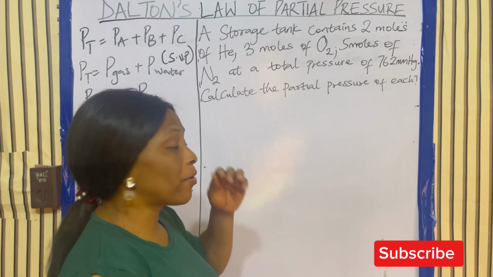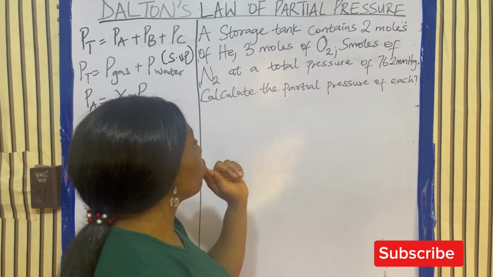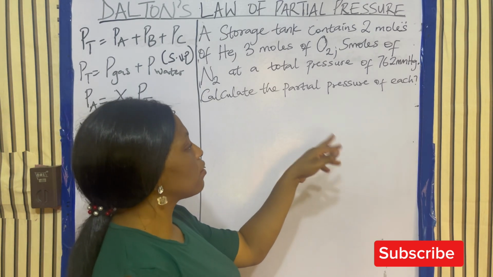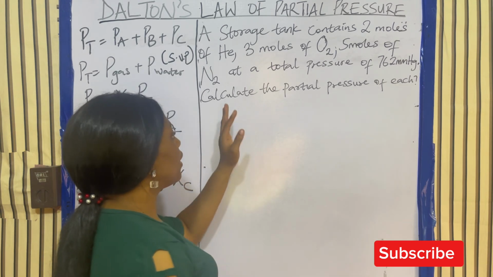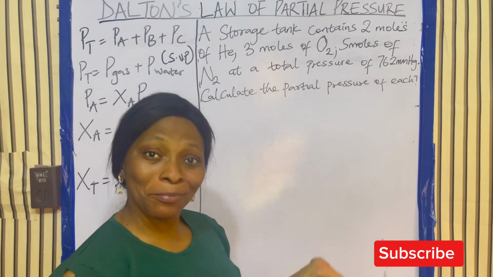Okay, so we have this practice question. It says a storage tank contains 2 moles of helium, 3 moles of oxygen, 5 moles of nitrogen at a total pressure of 762 millimeter mercury. Calculate the partial pressure of each. So let's solve. It is very simple.